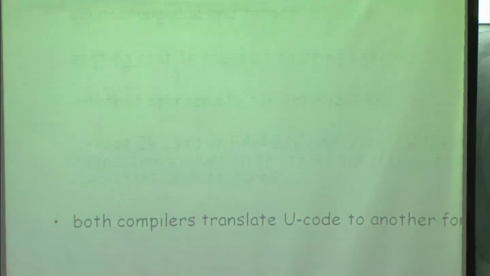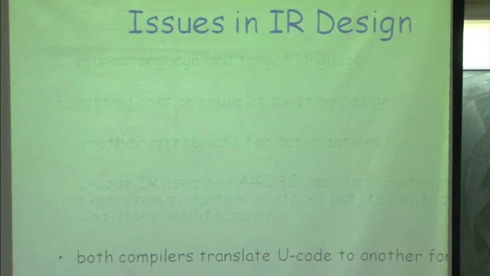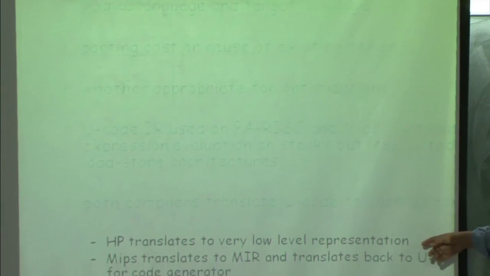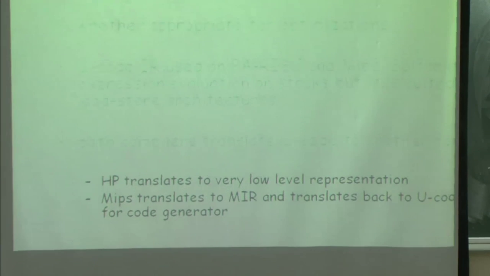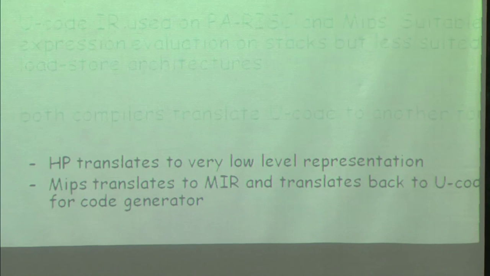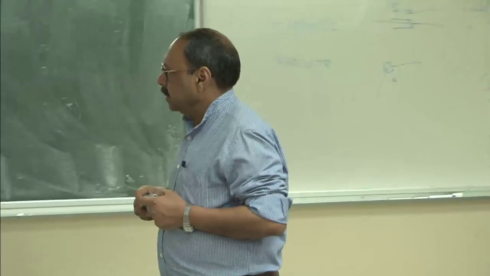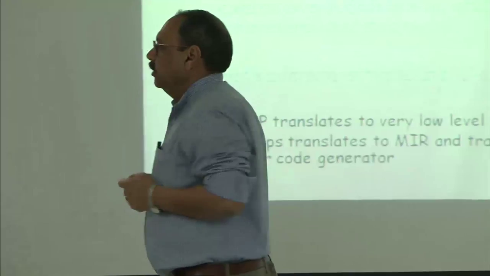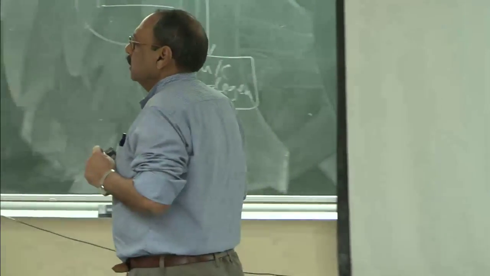So both compilers, they take U code, and before they can really operate on it on their machine, they give a transformation to something else. Okay. So HP decided that they want to translate it into a very low level representation, and MIPS decided that they will take this code and translate into some kind of MIR, and then translate it back into U code for code generation. Now, which is a better approach, the first one or the second one? Second. Okay. And why is the first one not a good approach?